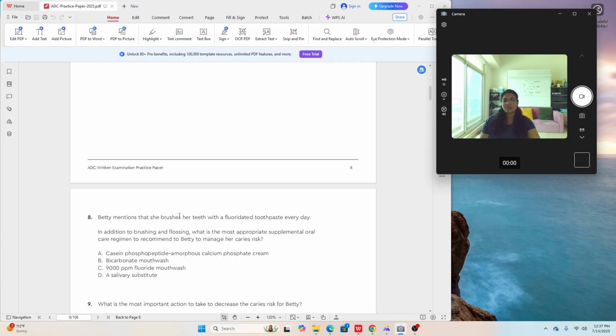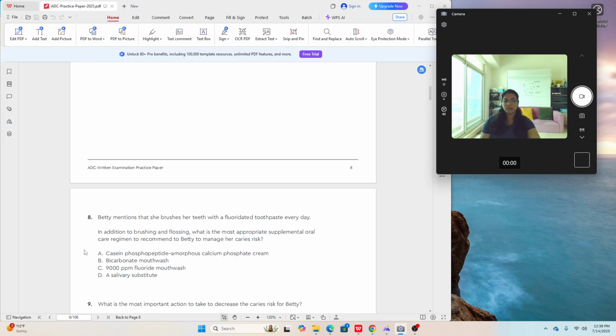Now, Betty mentions that she brushes her teeth with a fluoridated toothpaste every day. In addition to brushing and flossing, what is the most appropriate supplemental or adjunct oral care regimen to recommend to Betty to manage her caries risk? Okay, so she's using fluoridated toothpaste, but she's not drinking water from the tap, so she's getting fluoride from somewhere. So what else am I gonna tell her? Casein phosphopeptide, amorphous calcium phosphate cream. Look, I was just talking about that and it's just come. That's GC Tooth Mousse basically.